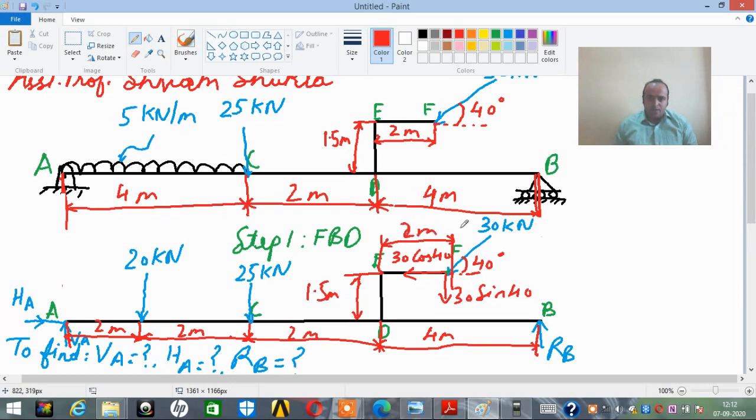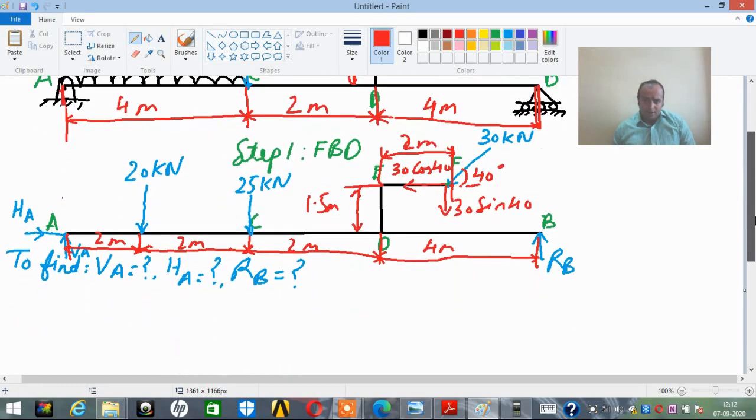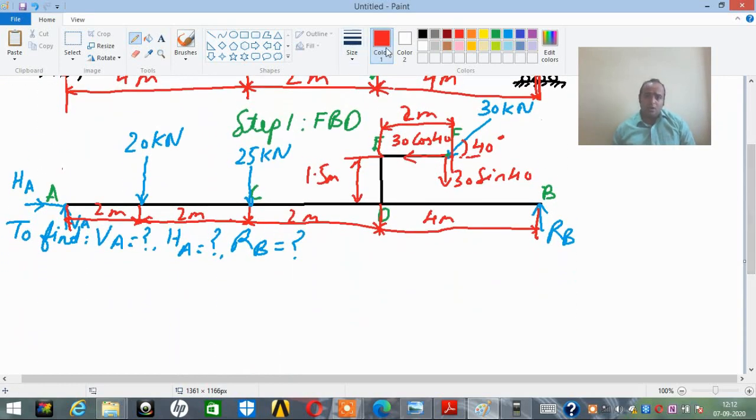We have drawn this free body diagram, which was step number 1. Let us go for step number 2, the solution of the problem. If the FBD is correct, definitely we can go for the correct analysis of the problem. So I'll go ahead with step 2, solution.